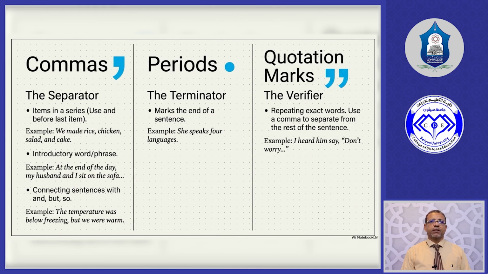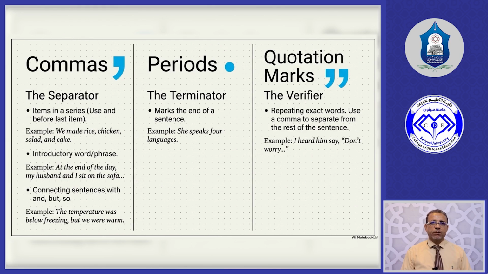The period, the terminator, marks the end of something. Here you tell the reader that the sentence is finished. She speaks four languages. You see, here, if you put a comma, it's wrong, because here you have a complete sentence with subject, verb, and a complete idea. So we put a full stop.